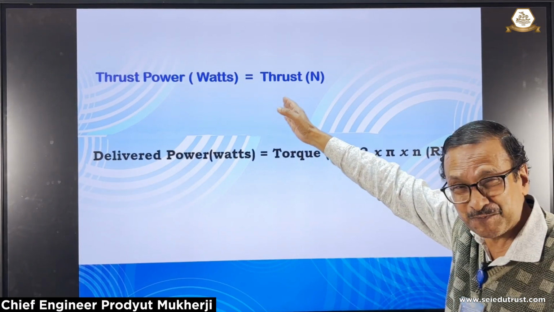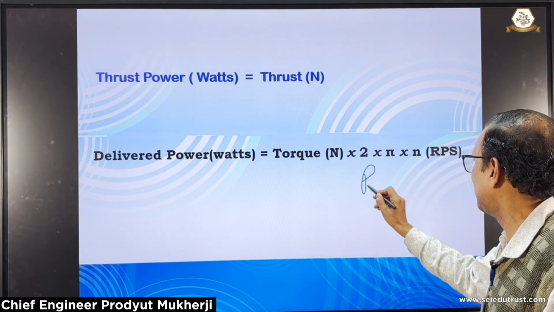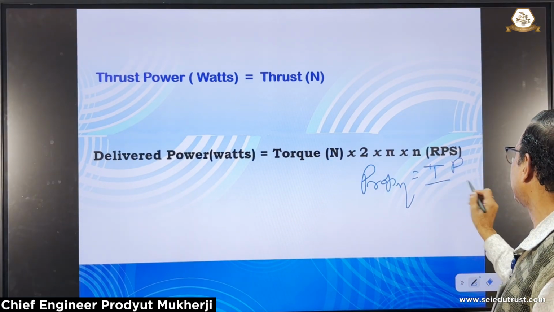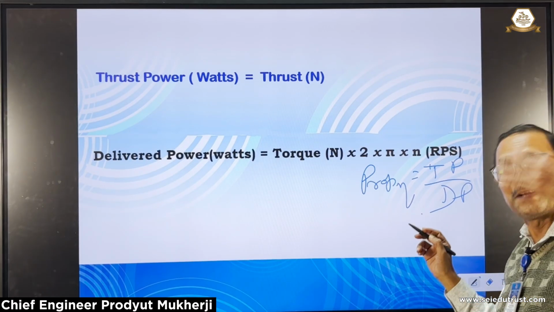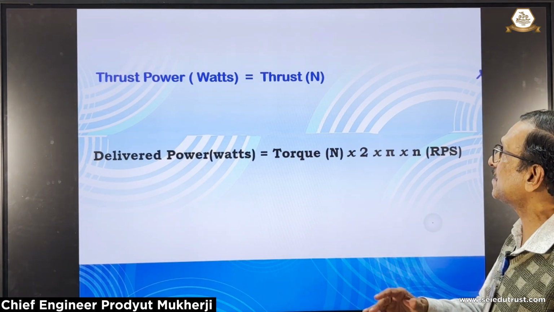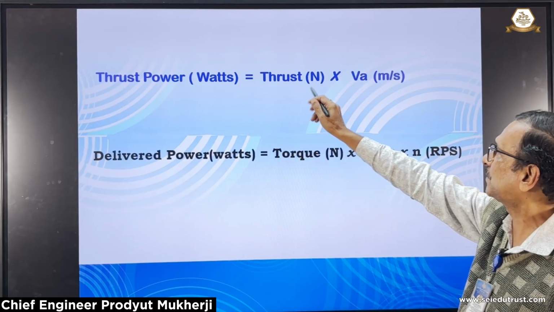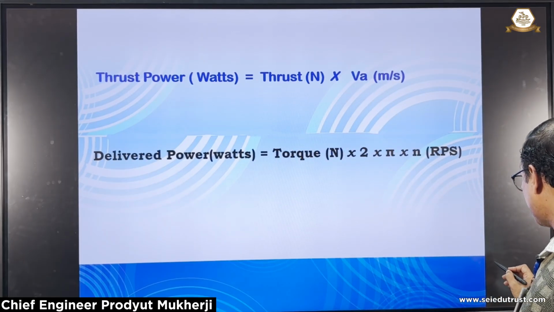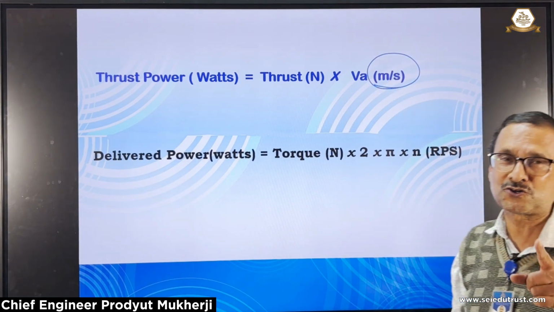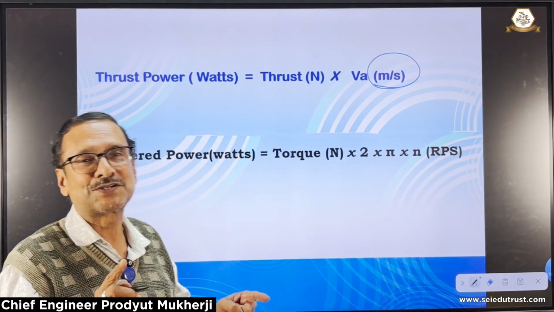And we have thrust power. Yes, I just wrote down thrust power, which we also had in the propeller efficiency. Thrust power by delivered power. This was the previous formula. Here we are calculating the thrust power by the thrust generated by the propeller. So thrust power is thrust into speed of advance in meters per second, not in knots. You have to convert the speed of advance into meters per second.